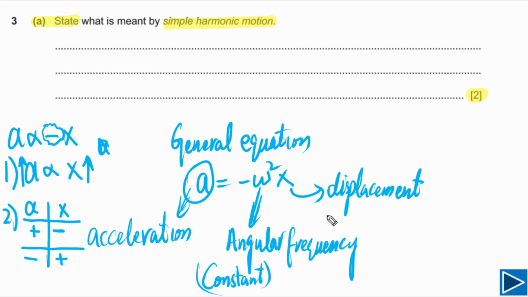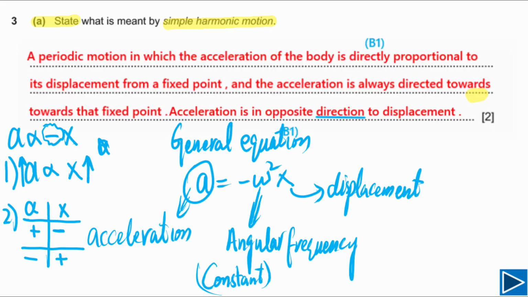Now we understand the general equation for simple harmonic motion and the significance of the negative sign. Let's write down the answer for this question. This question has 2 marks. In the exam, if you write that acceleration of the body is directly proportional to its displacement, you will get 1 B mark. If you write that acceleration is in the opposite direction to displacement, you will get the second B mark, so 2 marks, and the total marks for this question are 2.